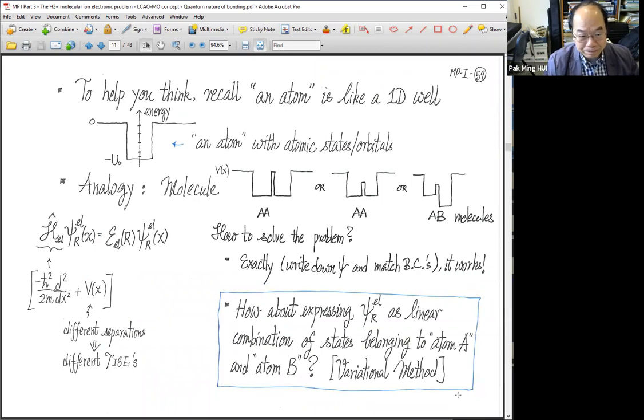simplified version. We could think about an atom as a finite well. After all, it has some discrete energies, just like 1s here, a p state here, and so on. And this analogy actually could take you very far. Now, if you have an AA molecule, you have 2 quantum wells put together, you may think about it as this problem, or even closer to our H2 plus problem, in the middle the barrier is lower.